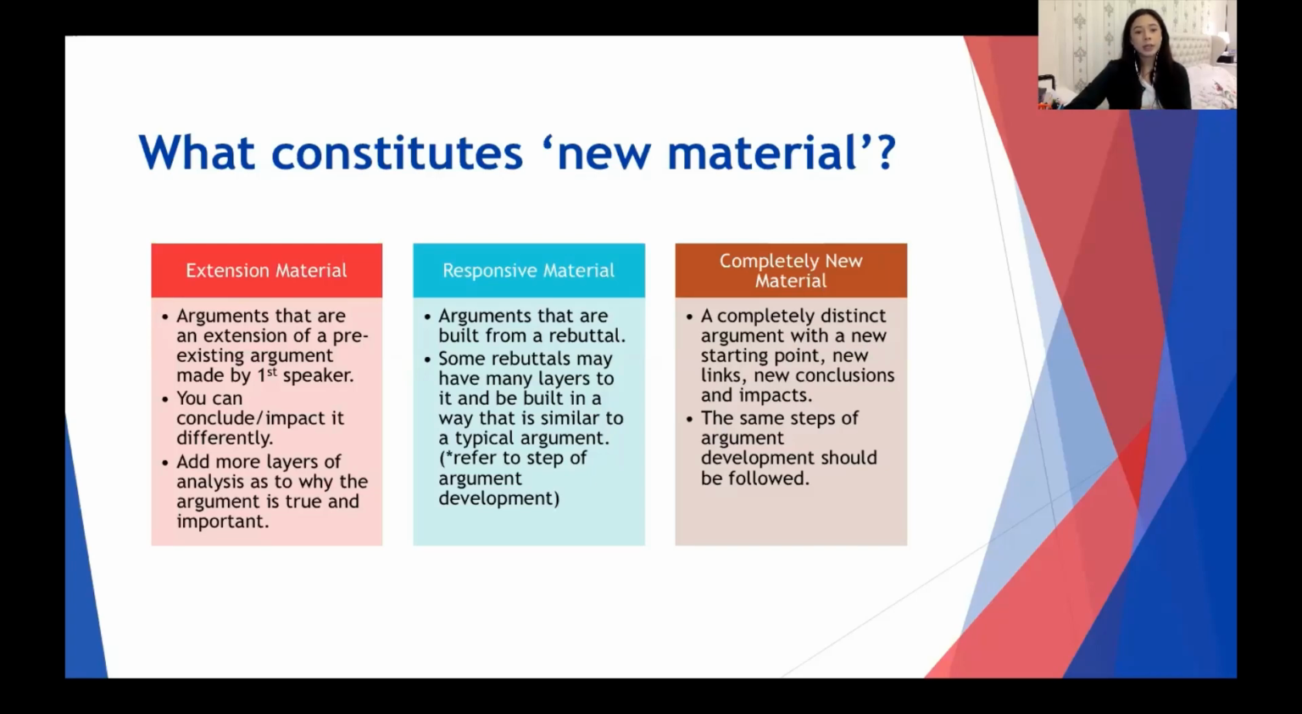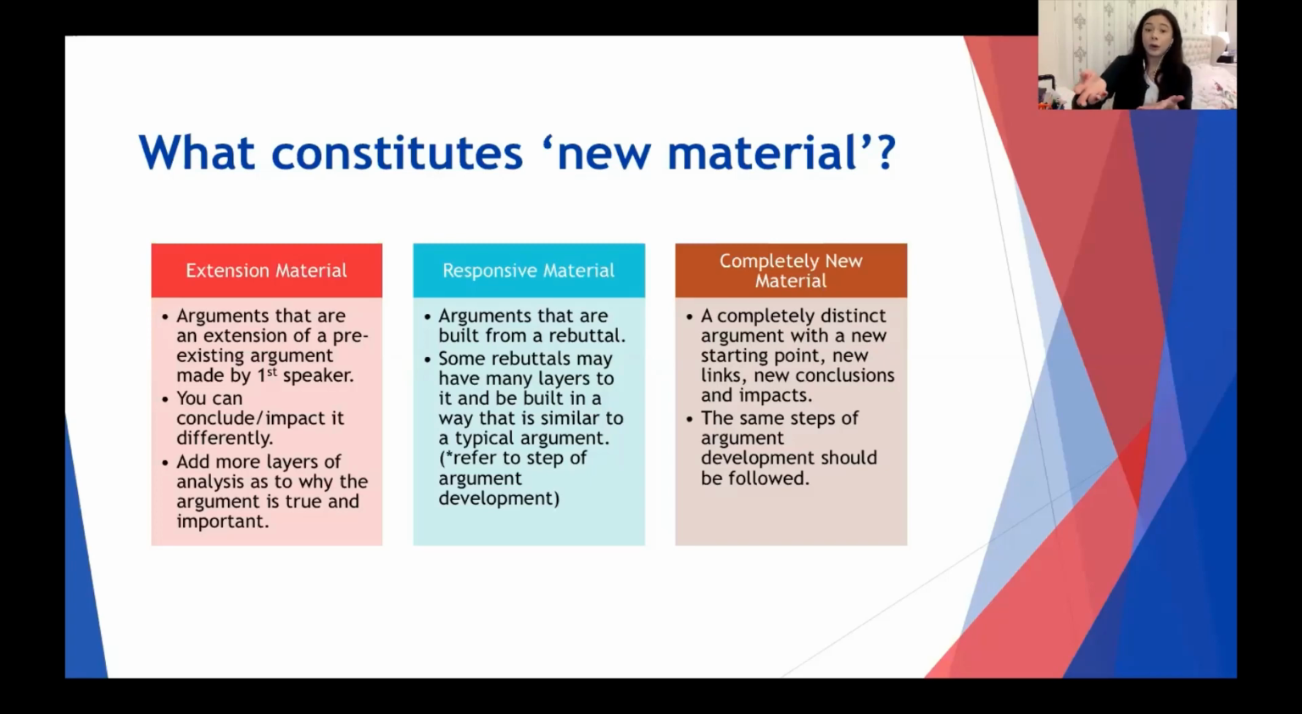Now, extension material tends to be arguments that are an extension of a pre-existing argument made by a previous speaker. So this means that if your previous speaker was talking about, going back to the motion just now on legalizing gambling, how legalizing gambling can provide a safer avenue for people to gamble, because a lot of people have taken up all sorts of loans from illegal sources with really detrimental interest rates, and how you will better be able to deal with that. Basically, just make the whole environment surrounding gambling a lot safer.